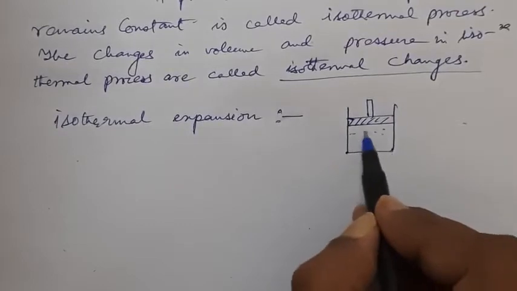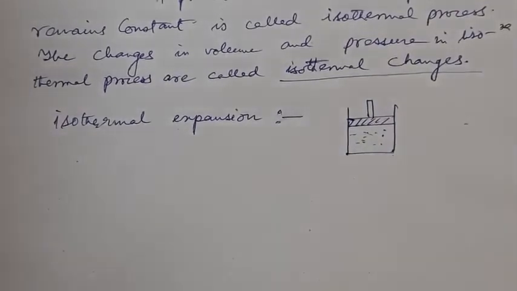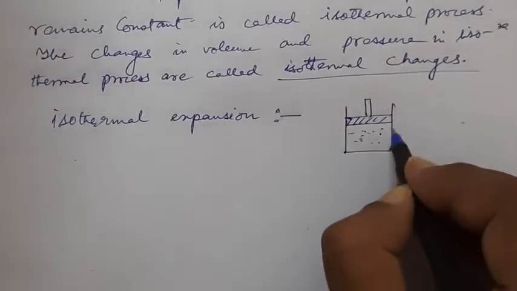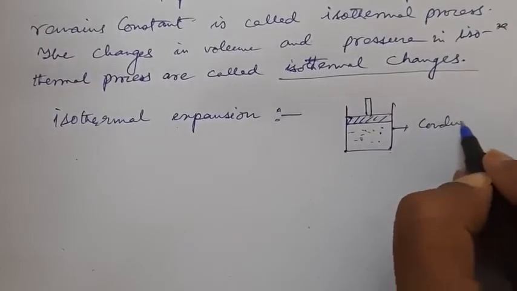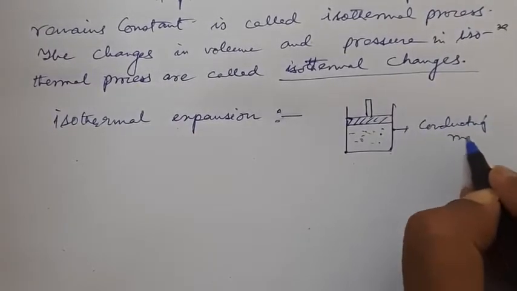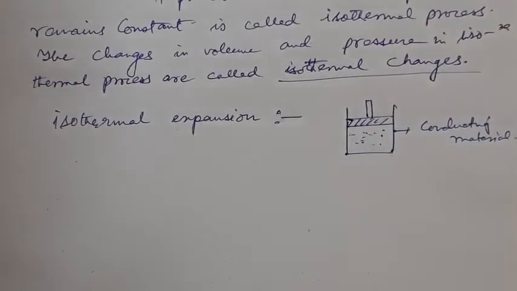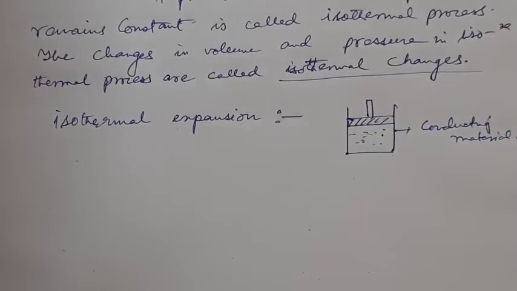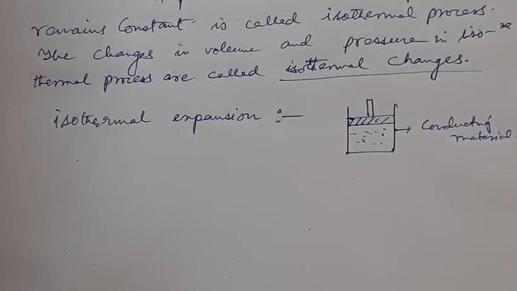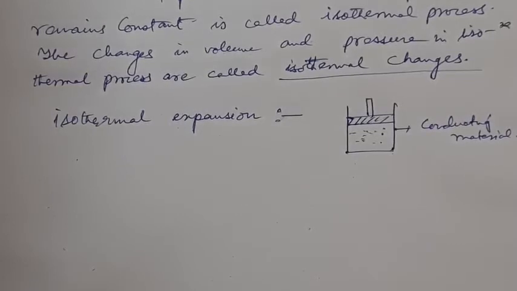Suppose a gas is enclosed here. The cylinder and piston are made of conducting material. Both the body of the cylinder and the piston are made up of conducting material. Now the piston can move without friction along the inner walls of the cylinder. That means no energy is expended in overcoming frictional force.